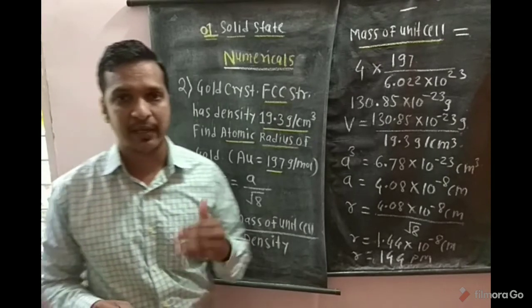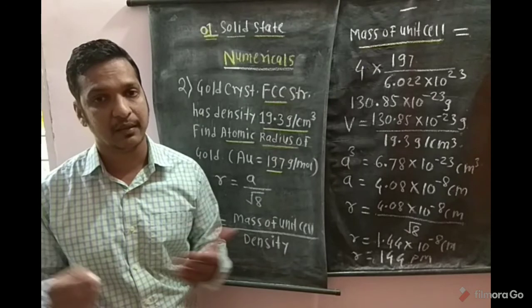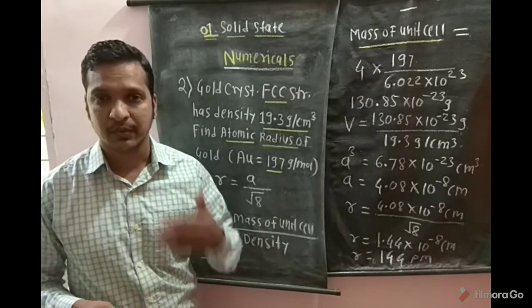So this is how we calculate the atomic radius of gold regarding the FCC, face centered cubic unit cell. So keep practicing.